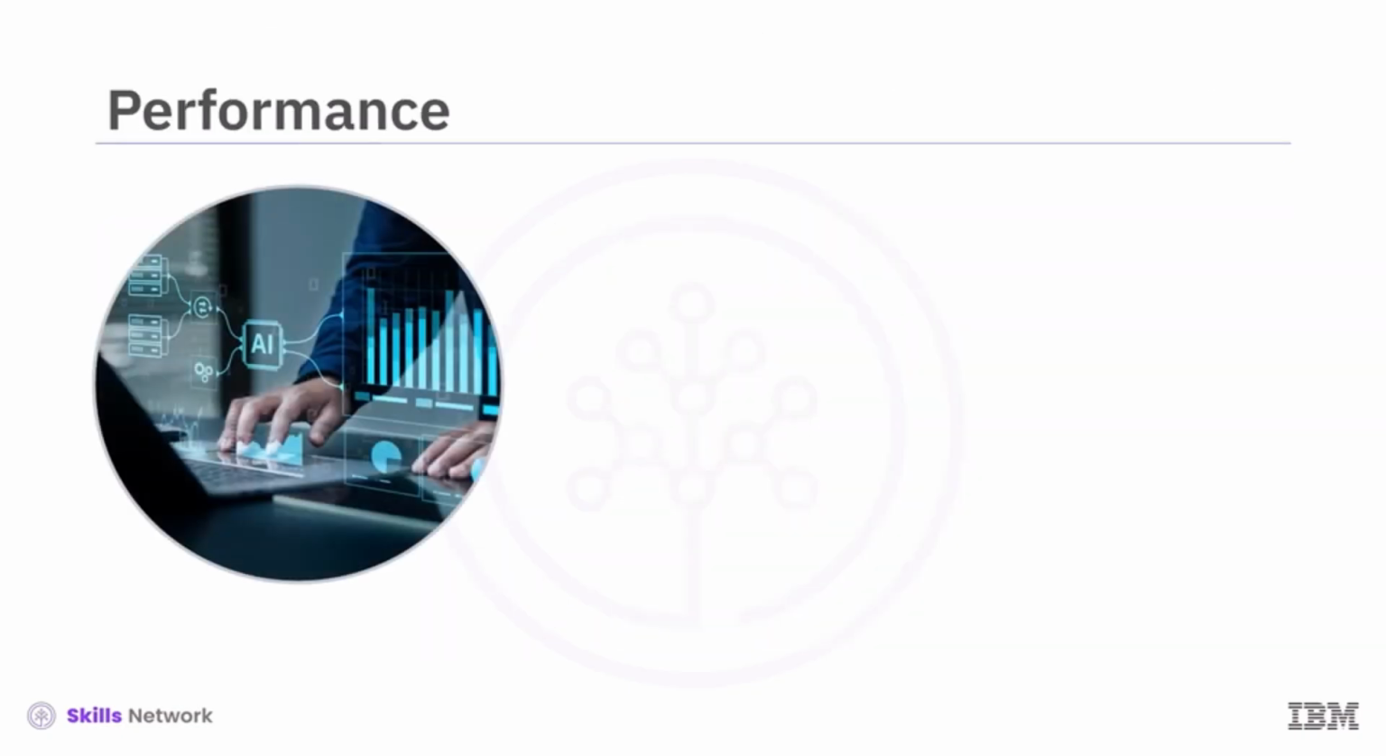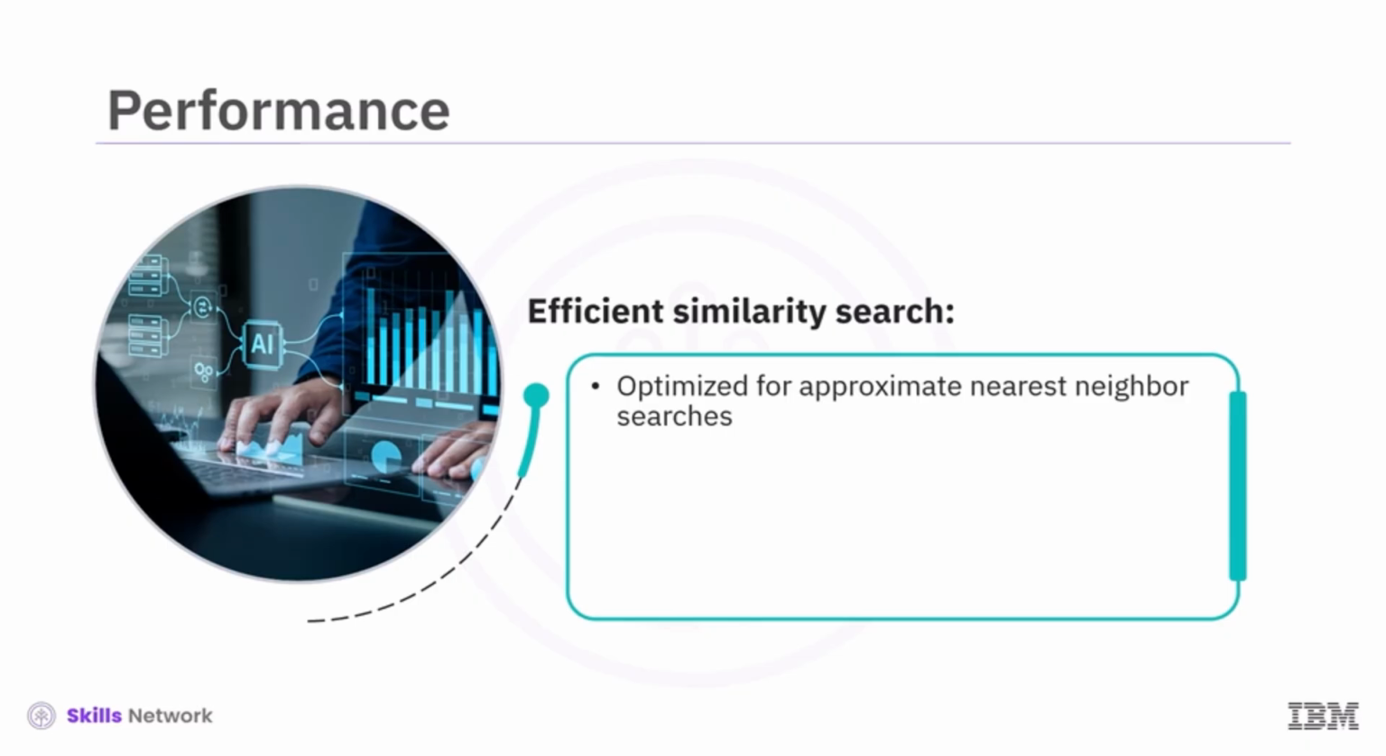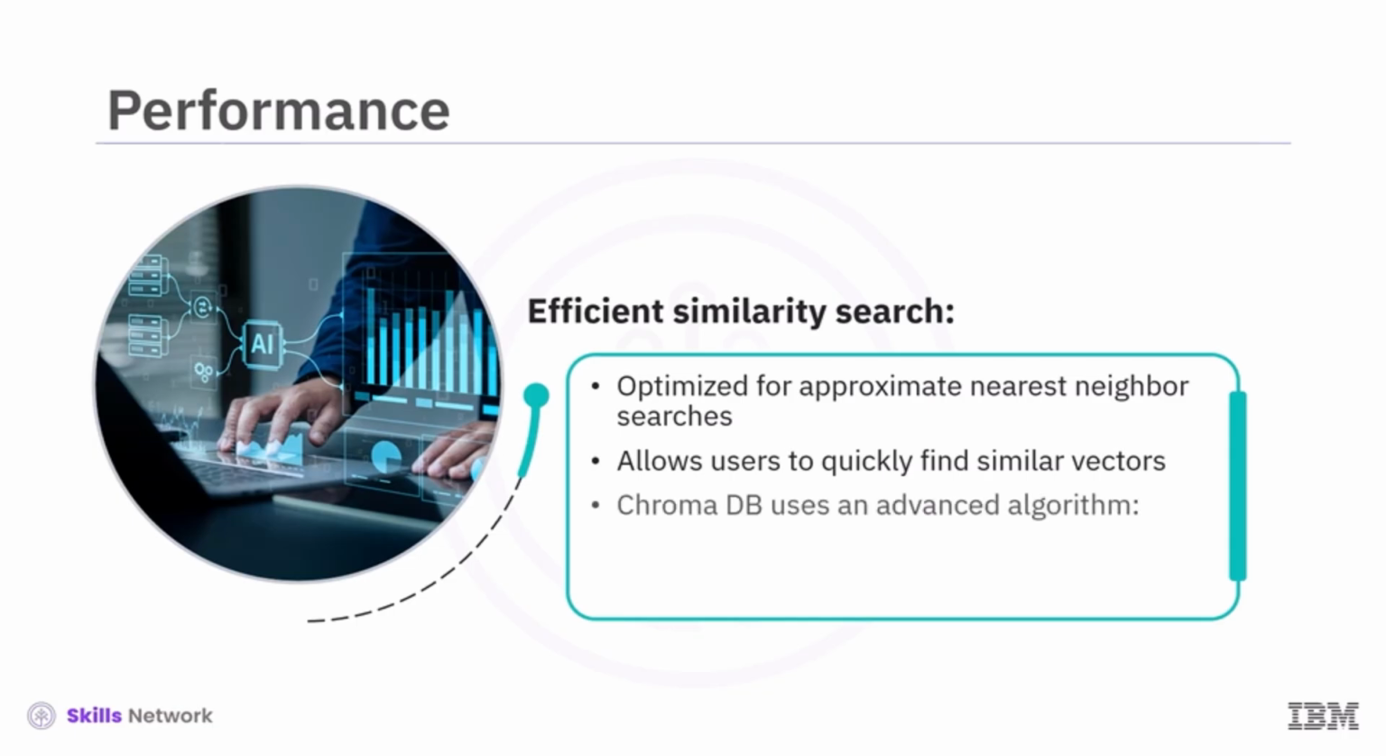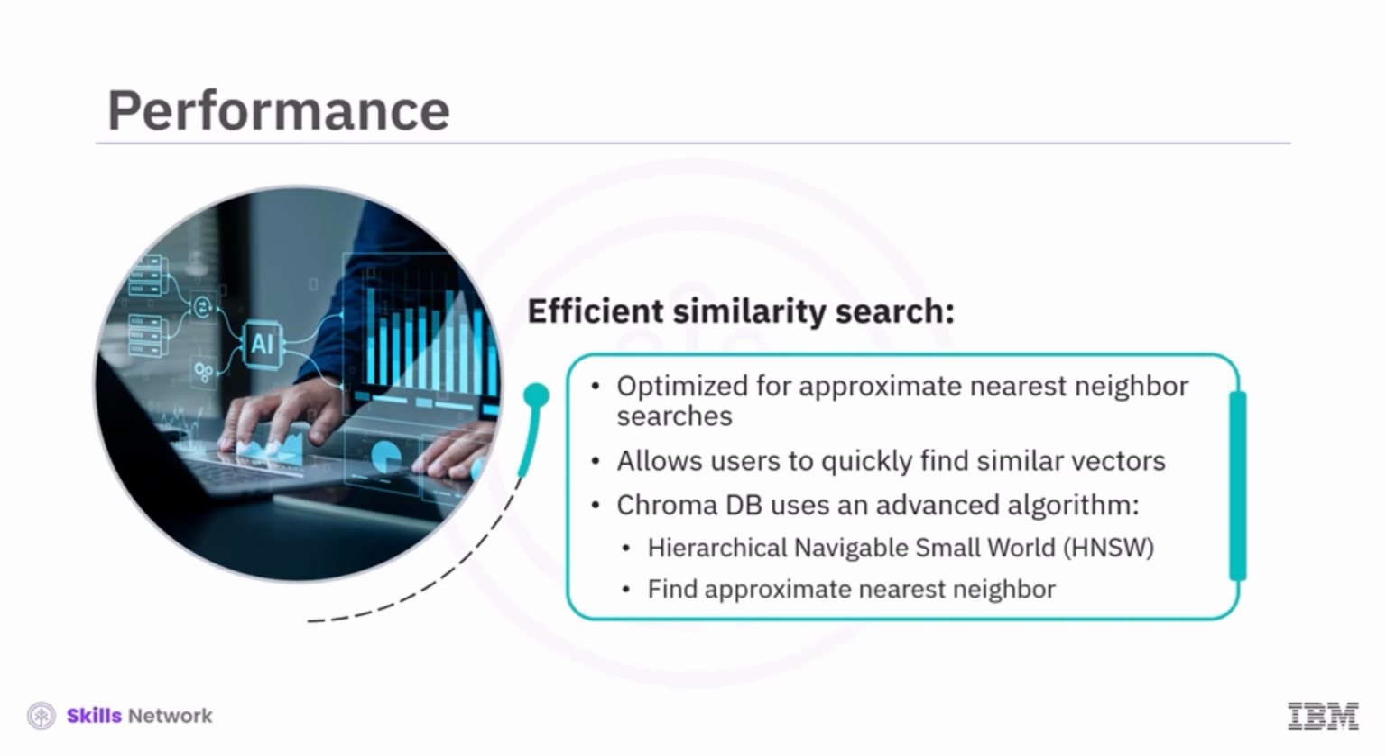Let's take a quick look at the performance features of ChromaDB. ChromaDB offers efficient similarity search capabilities as it is optimized for approximate nearest neighbor search, allowing users to find similar vectors quickly. Internally, Chroma uses an advanced algorithm called the Hierarchical Navigable Small World, or HNSW for short, for efficiently finding the approximate nearest neighbor according to the chosen distance metric.